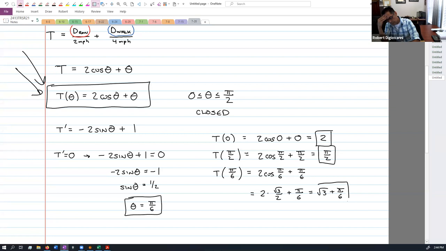So I'm going to figure out what these are. This is two. This is about 1.57. And this is about 2.26.